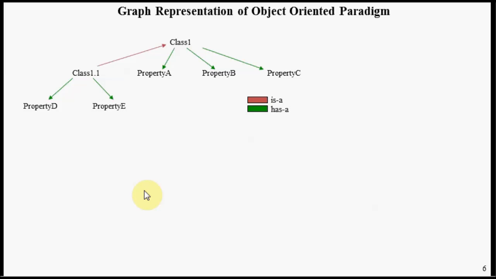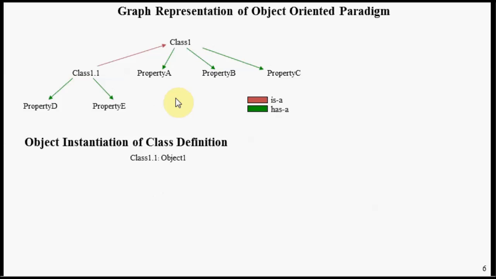The object-oriented paradigm can be represented as a graph problem. Here we have a class called class 1, which has properties A, B, and C, and a has-a relationship between the class definition and its associated properties. We also have another class called class 1.1 with properties D and E. And we see a relationship between these two nodes, an is-a relationship, meaning that class 1.1 is a specialization of class 1.